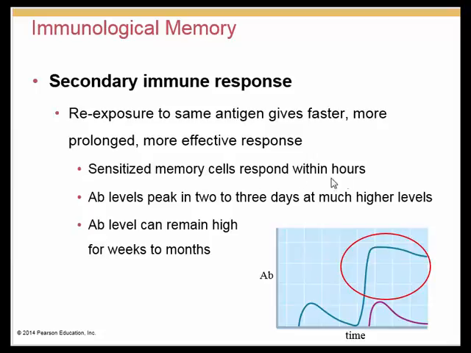Those memory cells can respond within hours, not days. We're going to peak our antibody levels in 2 to 3 days at much higher levels than our primary response. Look at that. And it can remain very high. Those plasma cells actually live a little longer in the secondary response than the primary first response. So you can have antibody being pumped out for weeks to months when you see that antigen a second time, a third time, a fourth time. It's always going to look like this, stronger, more efficient than those primary responses.